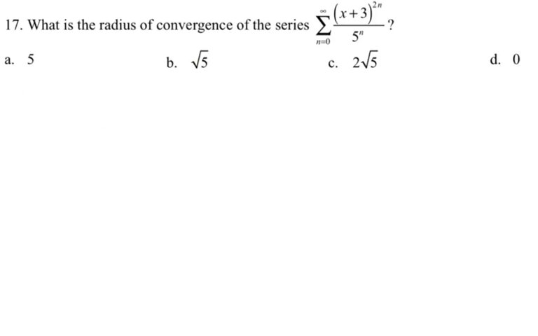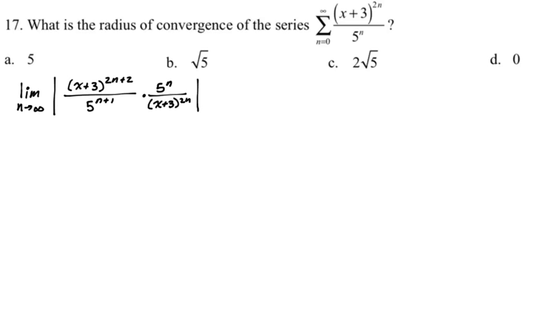What is the radius of convergence of the sum of (x plus 3) to the 2n over 5 to the n? So I'm just going to do the limit comparison test. No, I'm not. I'm going to do the ratio test because that's what you do for this. So it's going to be the limit as n approaches infinity of the n plus first term. So we're going to get a 2n plus 2, right? So 2 times the quantity n plus 1 gives you 2n plus 2. So n plus first term times 1 over the nth term.